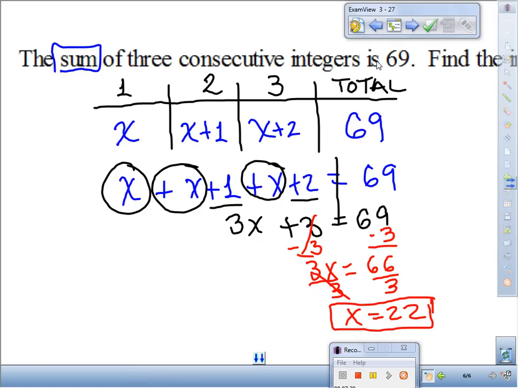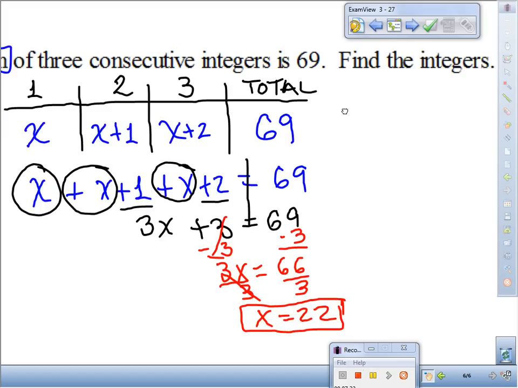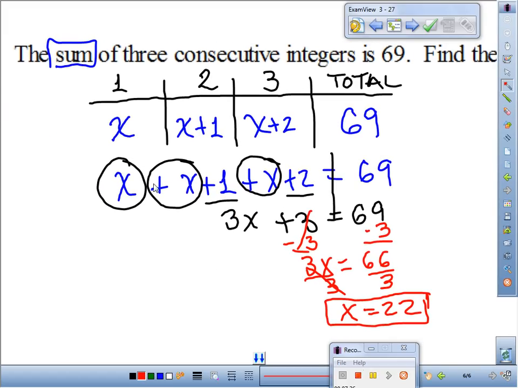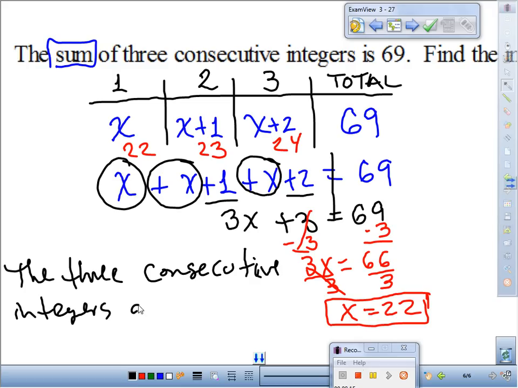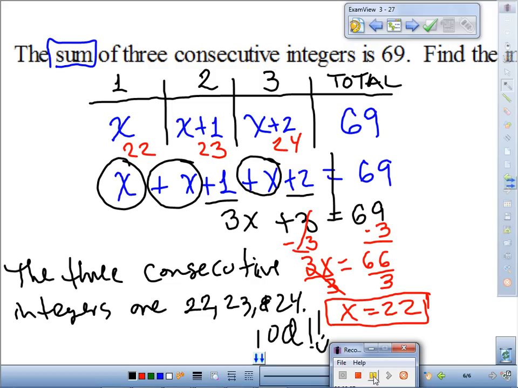So the question was, the sum of three consecutive integers is 69. Find the integers. So let's see. What is X? 22. What would be the next consecutive? 23, and the last one, 24. So your statement would read, the three consecutive integers are 22, 23, and 24.